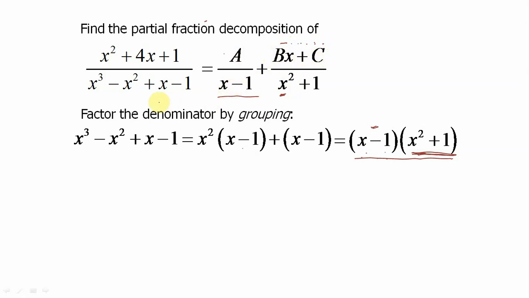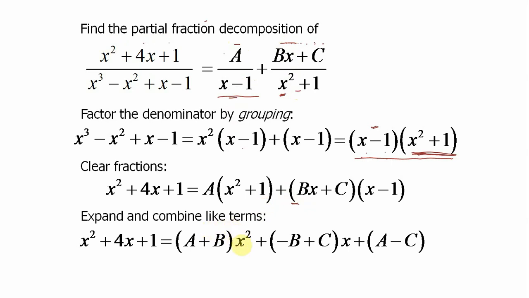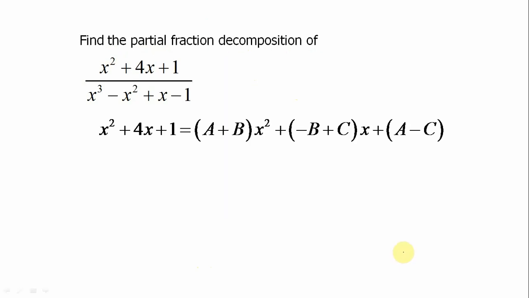Now the method is same. I'll simply multiply both sides by the denominator to clear the fractions. So I'm left with x square plus 4x plus 1 is equal to a multiplied by x square plus 1 and bx plus c multiplied by x minus 1. Right? Now expand and combine terms. Once again, x square terms we take together, x terms we take together, and the terms without x we take together. Then we compare the terms.